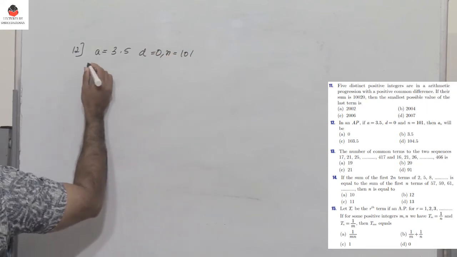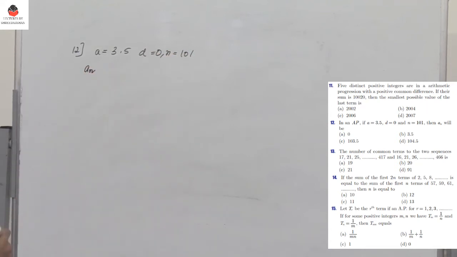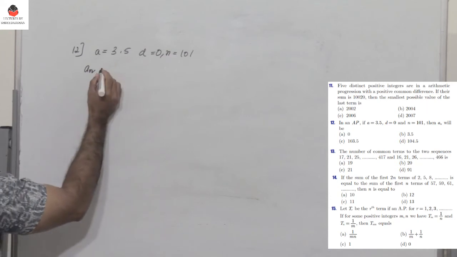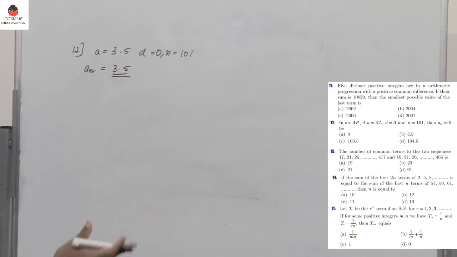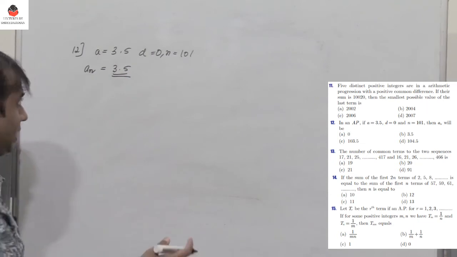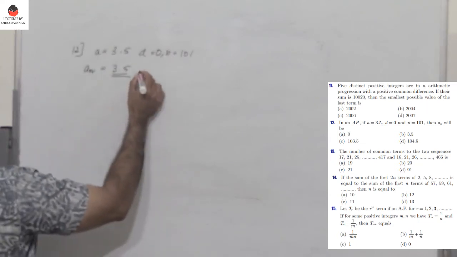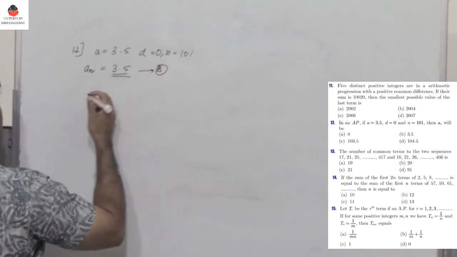12th one, in an AP, a is 3.5, d is 0, and n is 101. And then what is an? What is the last term? So if the common difference is 0, then the last term will definitely be equal to the first term itself, because the common difference is 0. So we don't have to calculate. So therefore, the answer is B. This is a very easy problem.